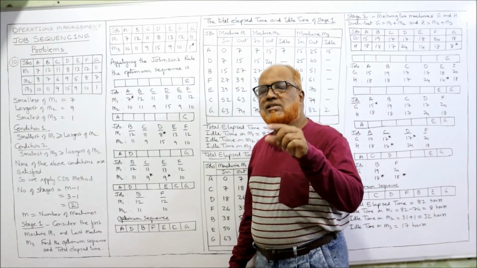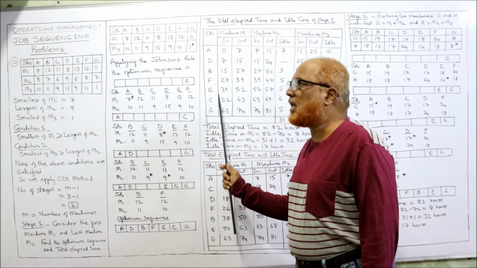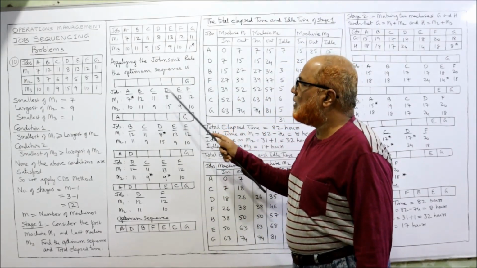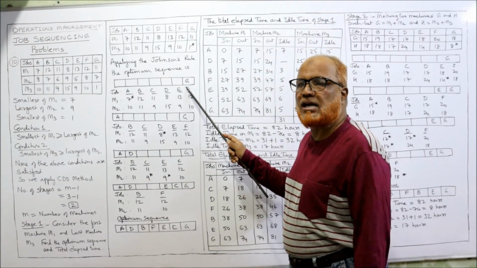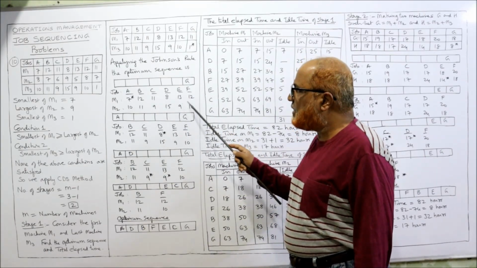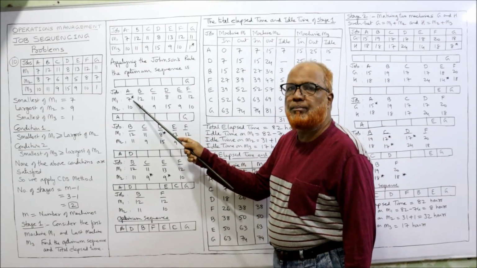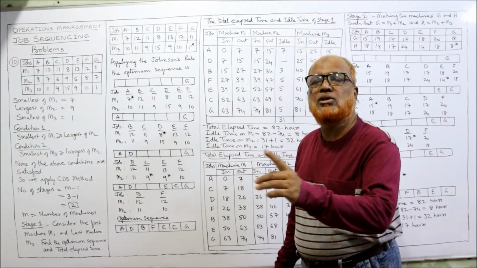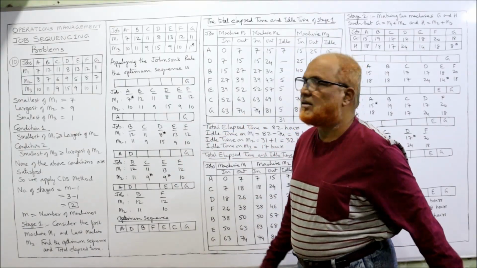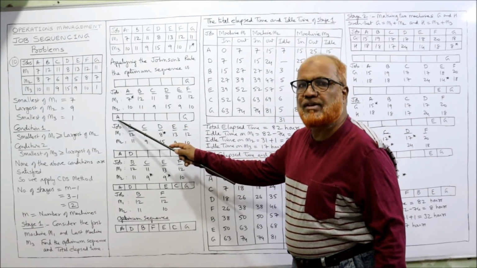If the minimum is on the second machine, we have to assign from the right. So G. Now remaining A, B, C, D, E, F. G we have already assigned. Now in this, what is the minimum time? 7 is the minimum, for job A on M1, the first machine. So we assign on the left side. Job A is assigned first.